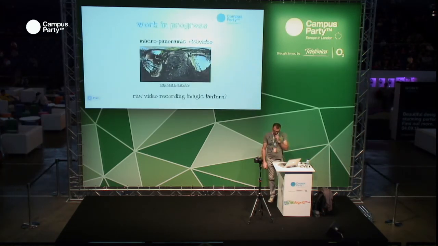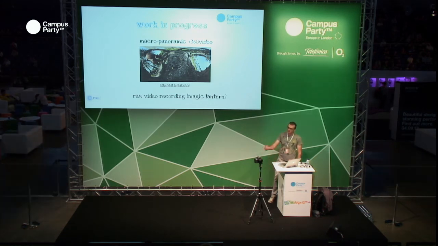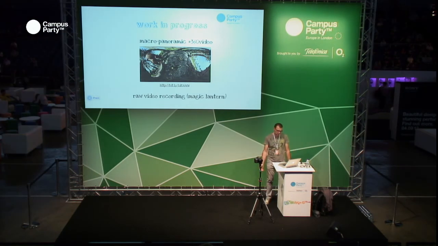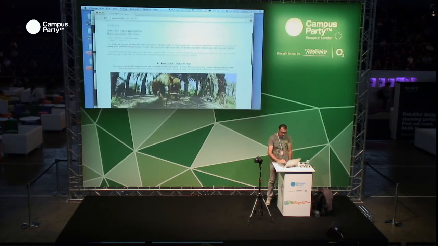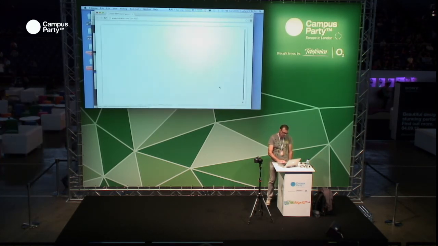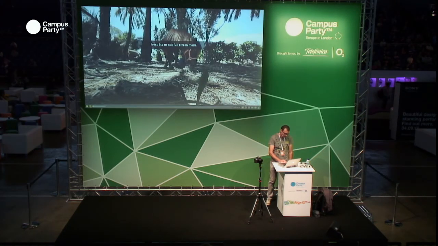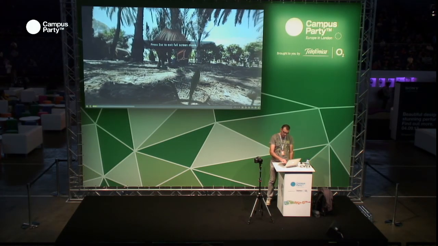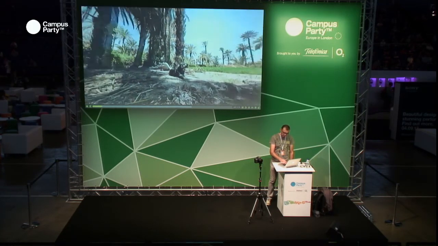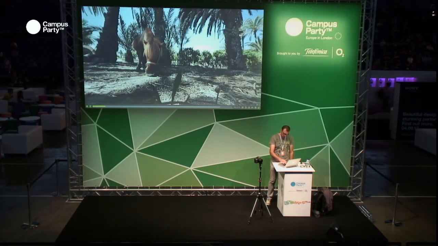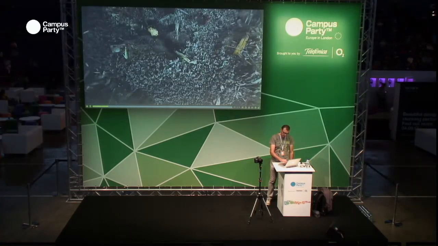Work in progress. With this technique, I've been trying to apply video to things which with the multi-camera, for instance, would not be possible. So I came with the idea of recording what I call a macro panoramic video. I had this in mind for some time, and I said, OK, I'll try it. So this is a video down countryside. But the nice thing about this video is that you can look down, and you see an ant hole.